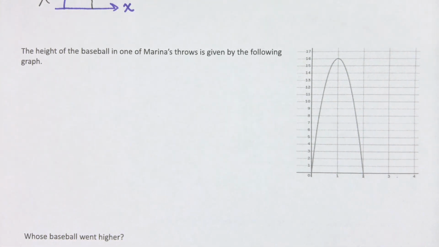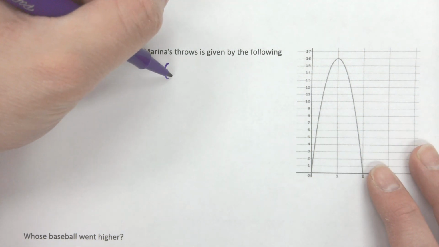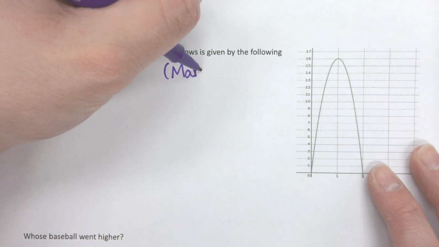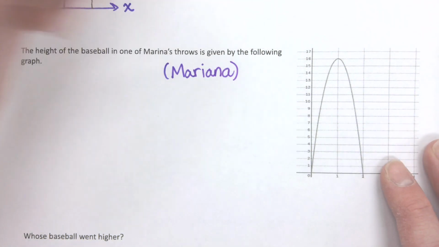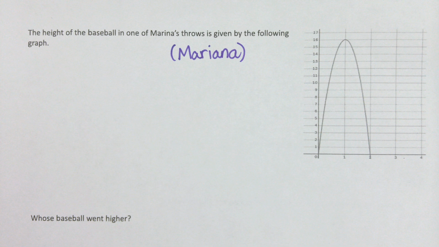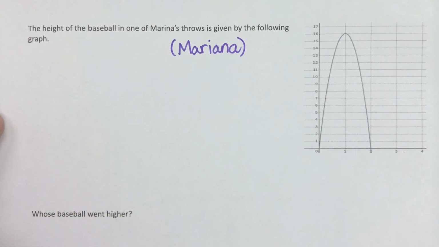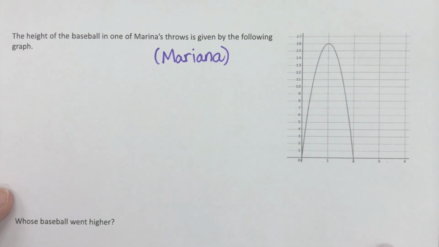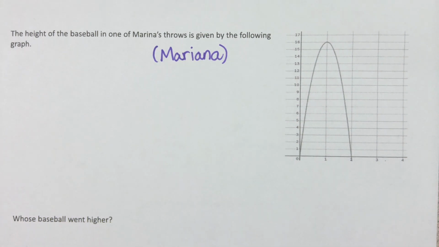Second representation, the height of the baseball in one of Mariana's throws is given by the following graph. So this graph represents Mariana's throw. And we've already got a graph, so we don't have to make one. The question we're answering is whose baseball went higher? This is very easy to answer for Mariana. We already have the graph filled out for us.